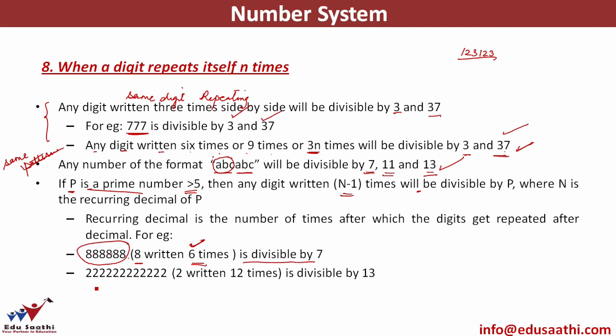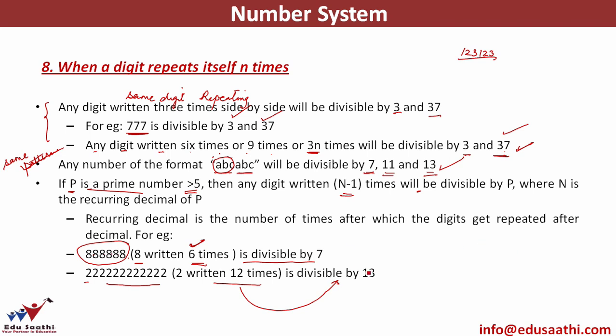If I look at this 2 that I have, 2 has been written 12 times. This 12 times written 2 would be divisible by 13. Now look at the case again. If a prime number P is greater than 5, any digit written n minus 1 times will be divisible by P, where n is the recurring decimal of P.